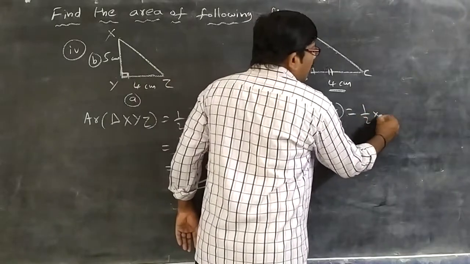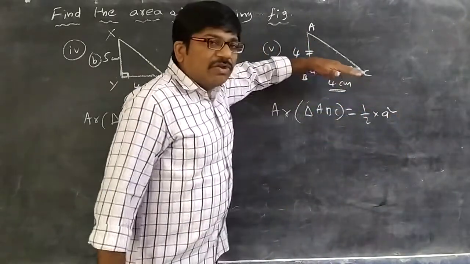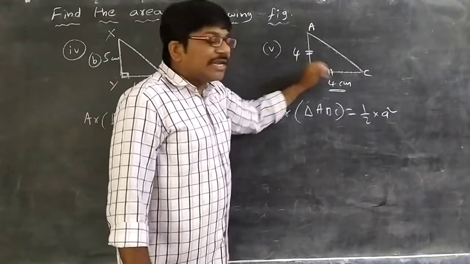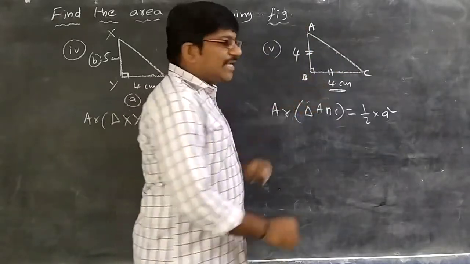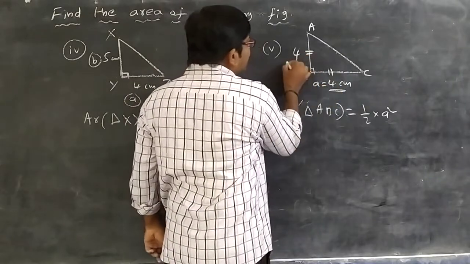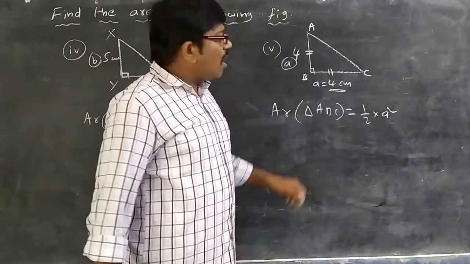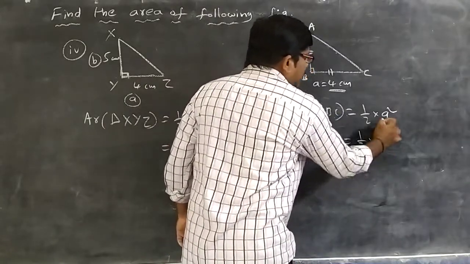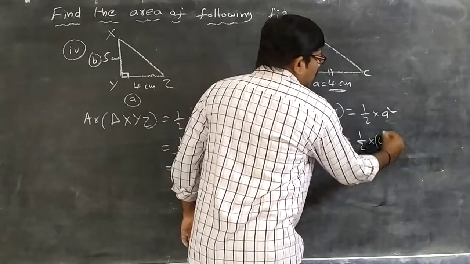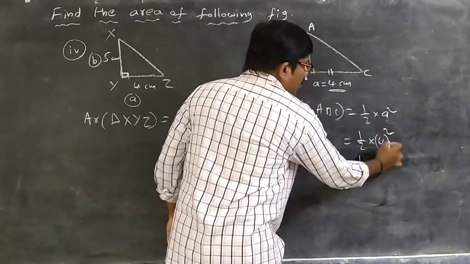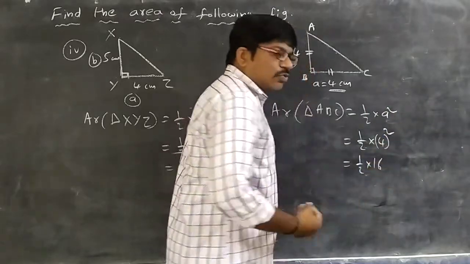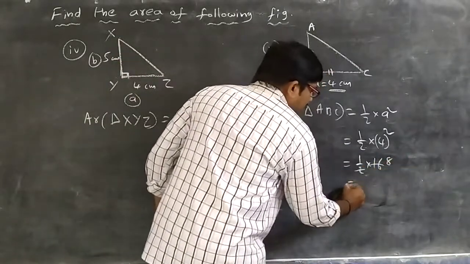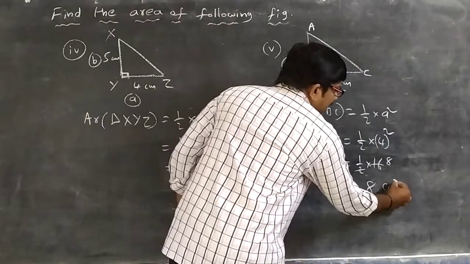Half into A square. Half into A into A. Here these two sides are equal. Perpendicular sides are equal. So suppose if it is A, it is also A, right? Half into A square. A means 4. 4 square. That is equal to half into 4 square, 16. 4 square means 4 into 4, 16. 2 ones are 2, 2 eights are 16. That is equal to 8 centimeters square.